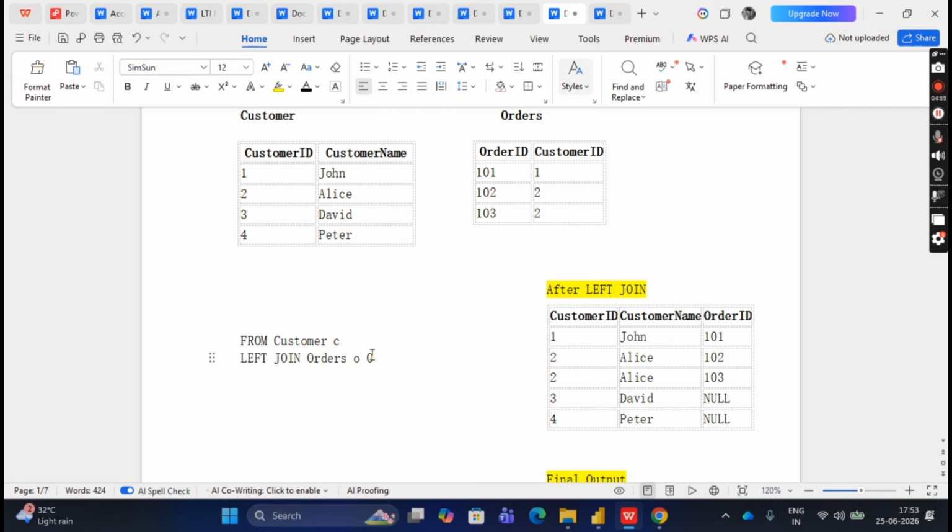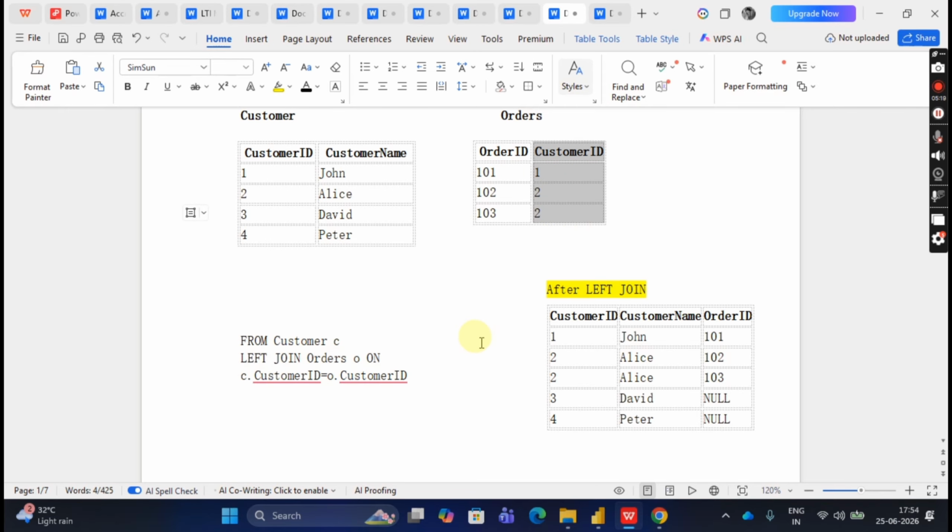On C.customer_ID is equal to O.customer_ID. So C.customer_ID is referring to the customer ID column from the customer table, and O.customer_ID is referring to the customer ID column of the orders table, and we are doing a left join. So this is the syntax you should follow. After doing this, we should be writing the select statement.